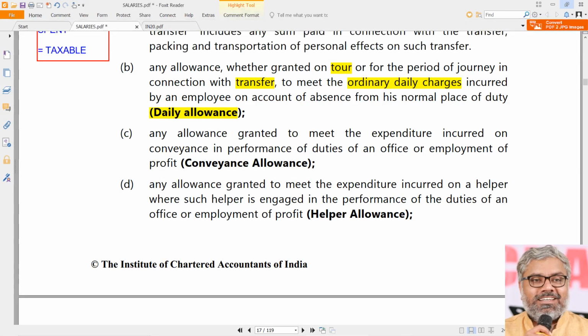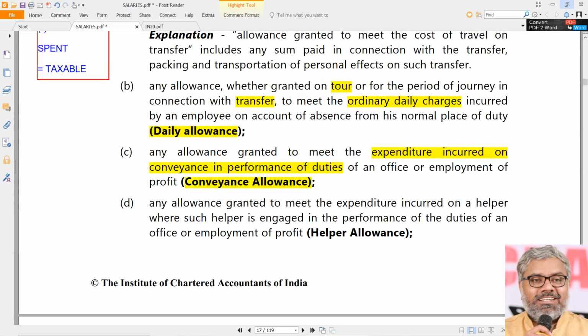Then there is one more thing, another thing that is also related to travel only, but within the city generally, that is conveyance allowance. This is also the same. Once again, why is this allowance given? In order to meet the expenditure incurred in conveyance in the performance of duties. So when the employee is traveling in the performance of duties, whatever the traveling expenditure is, that is called conveyance allowance. And when we use the word conveyance allowance, we have to understand it is an expenditure incurred by the employee in performance of his official duties only. And to what extent could it be exempt? Naturally, same thing. To the extent it is actually spent.